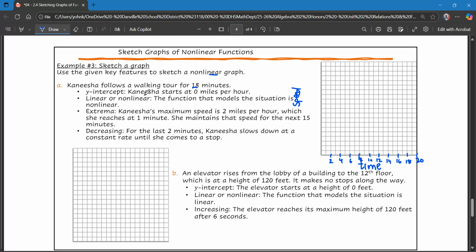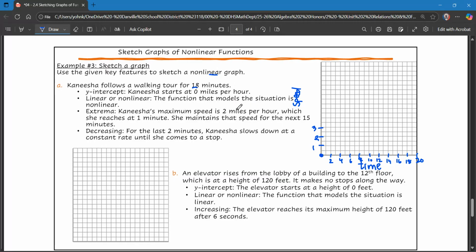In terms of speed, it looks like we're going 2 miles per hour as our high point. So, I don't know, we can say that this is 1 mile per hour, and that's 2 miles per hour, and that's 3. I guess I could spread it out and make it taller, but it really doesn't matter. Okay, the y-intercept: Kenesha starts at 0 miles per hour. So at time 0, her speed is 0. That makes sense. The function that models this is nonlinear. That's because she's walking fast and then she's slowing down.